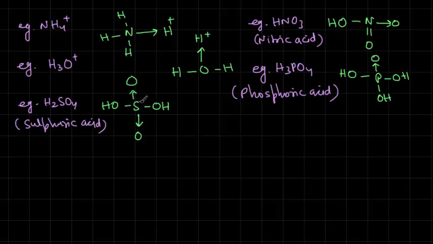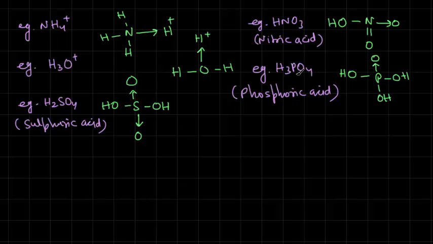H2SO4. Sulfur has 6 valence electrons. 2 are shared here, and it has 4 more left. So one pair is given here, one pair is given here. HNO3: nitrogen has 5 in its valence shell. 1 is here, 2 are here, and one pair is left, which is given to oxygen.